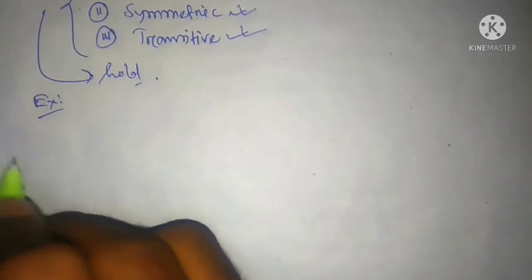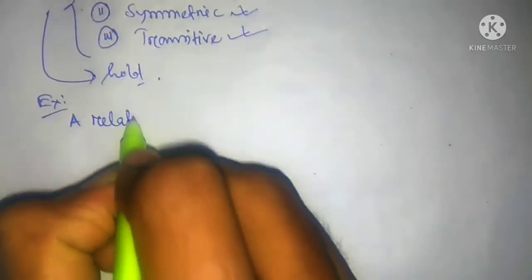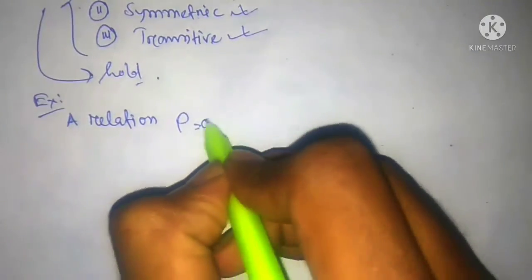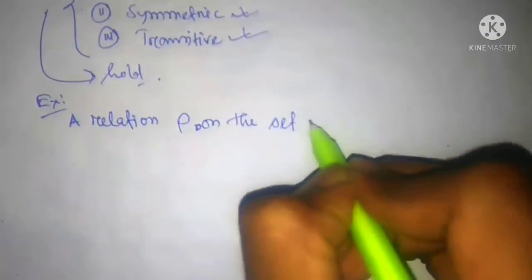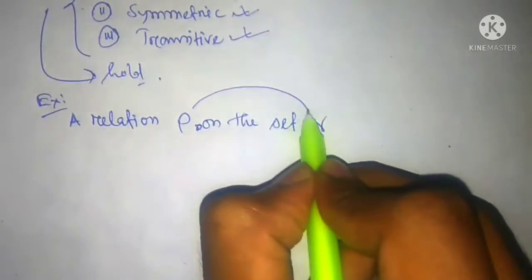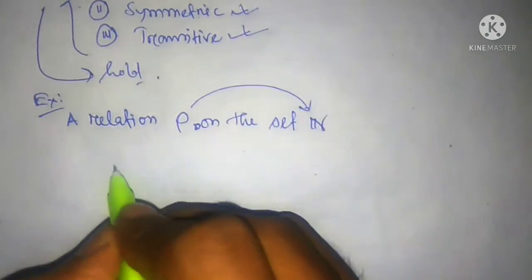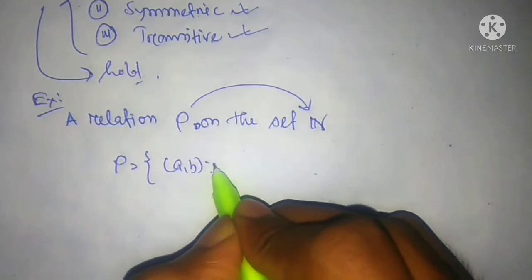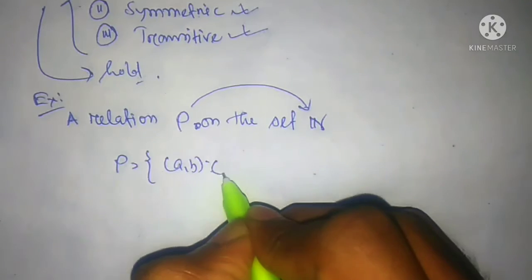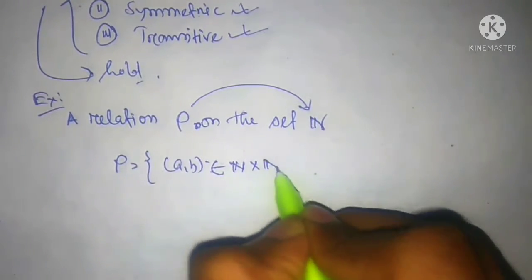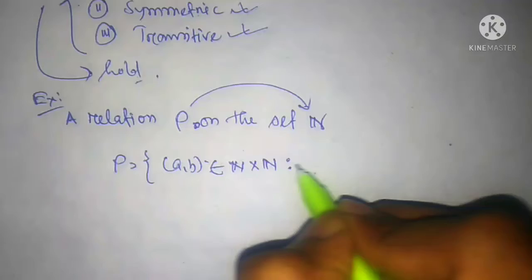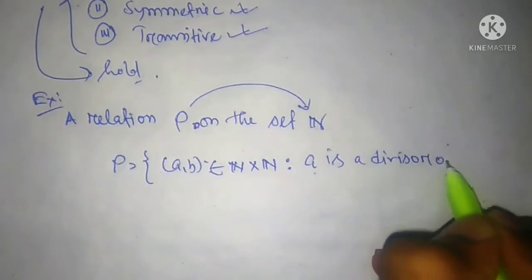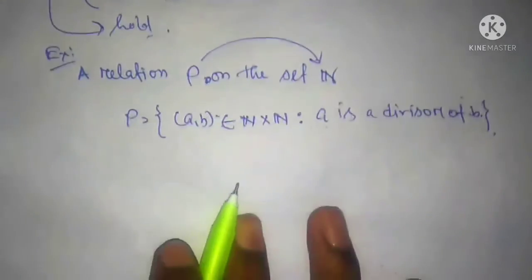The example is a relation. What is the relation? That is rho, defined on the set of natural numbers. The relation is on the set of natural numbers and defined by rho equals (a, b) such that (a, b) belongs to N cross N, the Cartesian product, such that a is a divisor of b. So this is the relation.